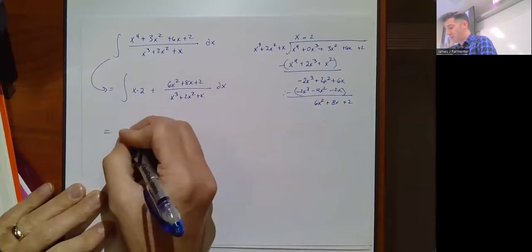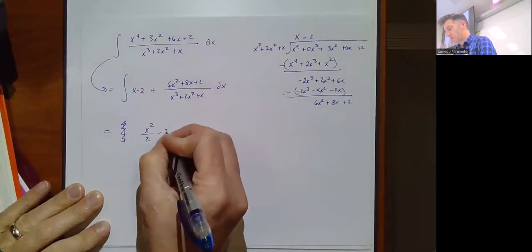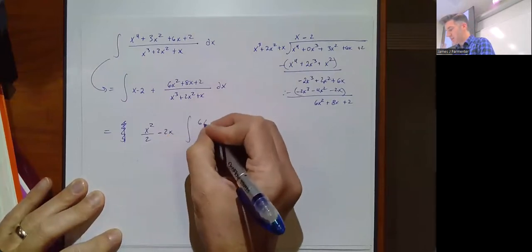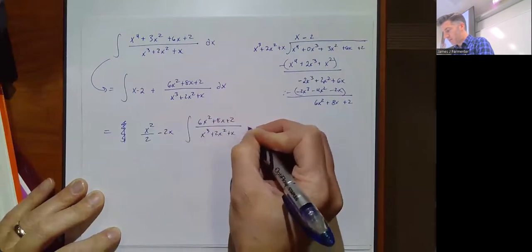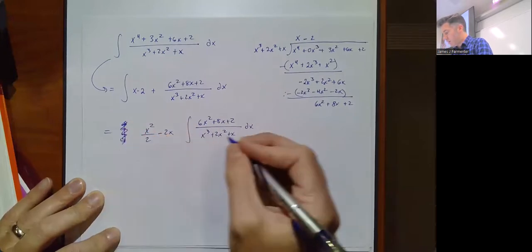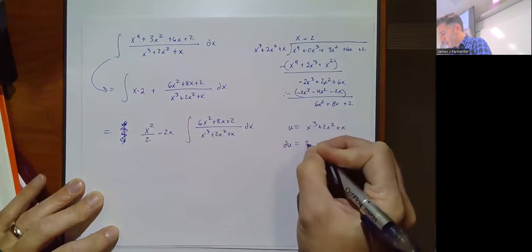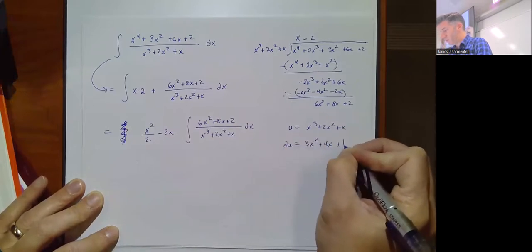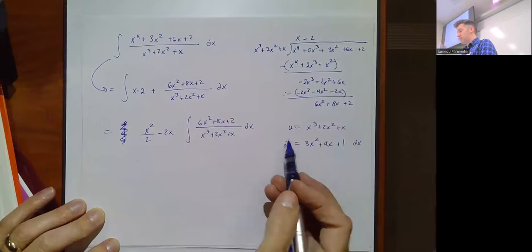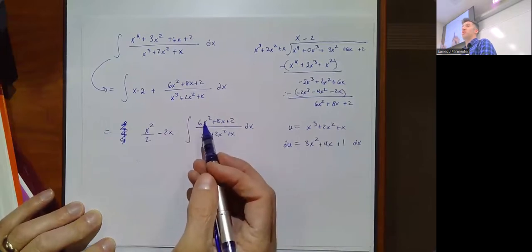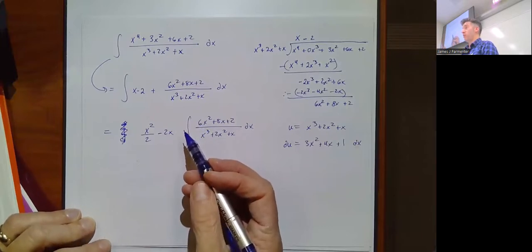So if I do the integration of this part just to get it out of the way, x squared over 2 minus 2x. I'm left with this integral here, 6x squared plus 8x plus 2 over x cubed plus 2x squared plus x. If we check letting u equal the denominator, our du is 3x squared plus 4x plus 1 dx. And if I multiply that by 2, it looks exactly like that. So this is a good time to see that we should use the u substitution because it's much, much faster than doing the partial fractions.